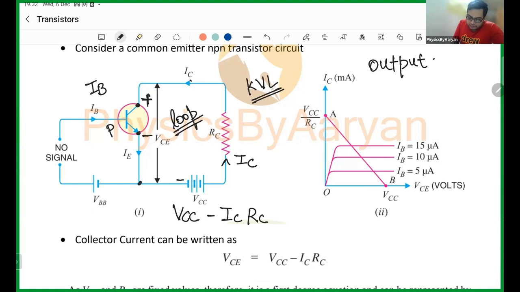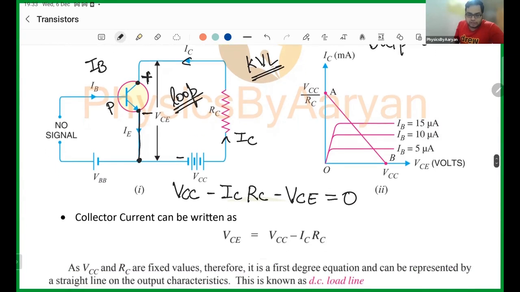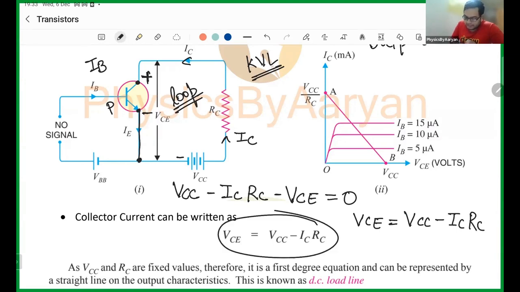So when you are coming, what is the first thing you saw? You saw positive. So I will write minus of VCE, and then finally I am back to my original position. So I will finally write equals to 0. So what I can do, I can take my VCE on the other side. If I take my VCE on the other side, I will get VCC minus ICRC. So this is exactly the same equation which you have here.